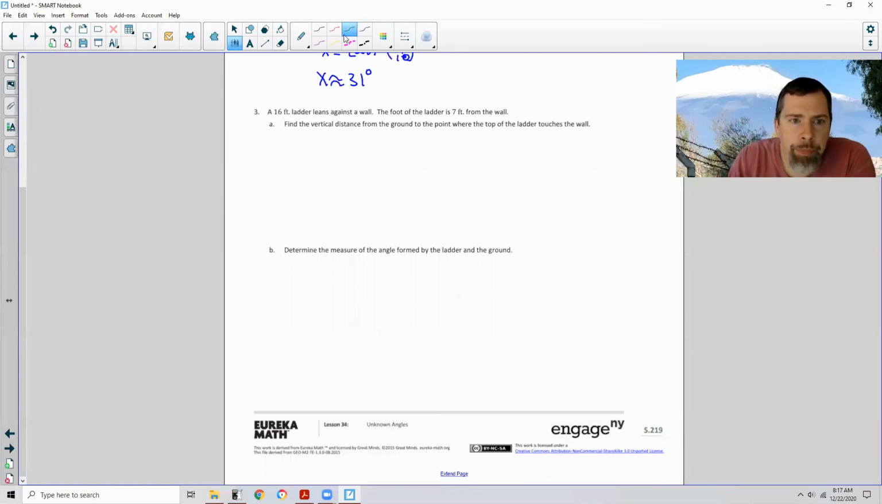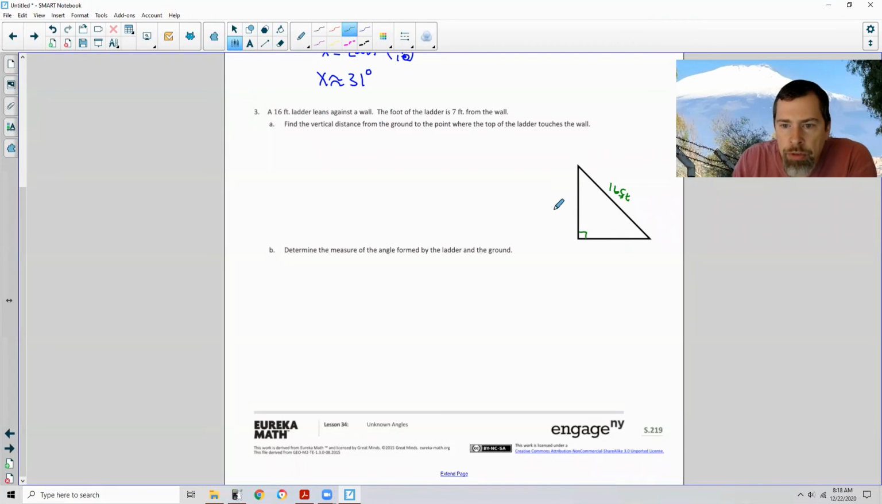Okay, number 3. A 16-foot ladder leans against a wall. The foot of the ladder is 7 feet from the wall. Whenever you get a problem like this, draw a diagram. I'm going to draw a diagram. So here is my diagram. It's very simple for me using that tool. A 16-foot ladder. So the ladder is at the angle. So this is 16 feet. Leans against a wall. The foot of the ladder is 7 feet from the wall.